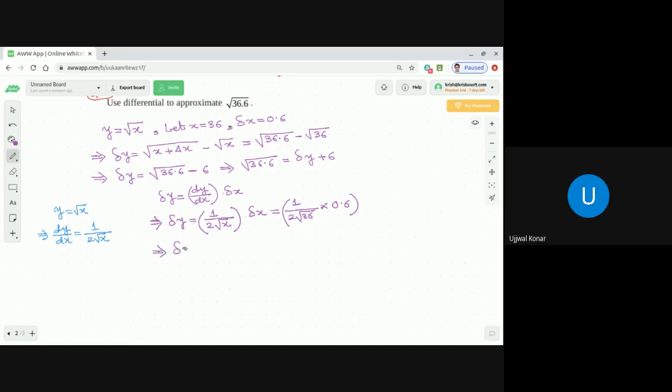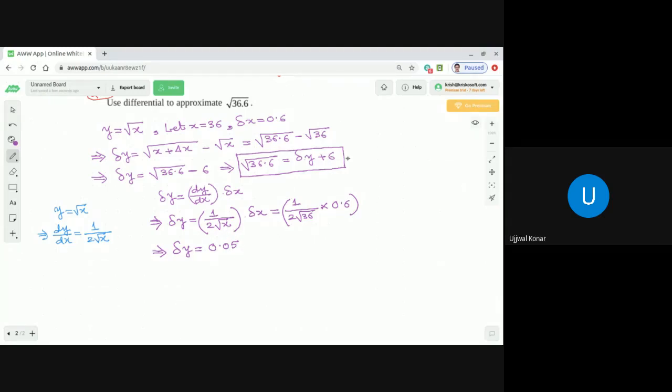So from here what we get, dear students, the value of delta y is equal to 0.6 by 2 into 6, that is 12. So you will get 0.05. Now if you look into this one, square root of 36.6 is equal to delta y plus 6. I request you, dear students, please do not make any noise. Okay, so what we get is that delta y is equal to 0.05.